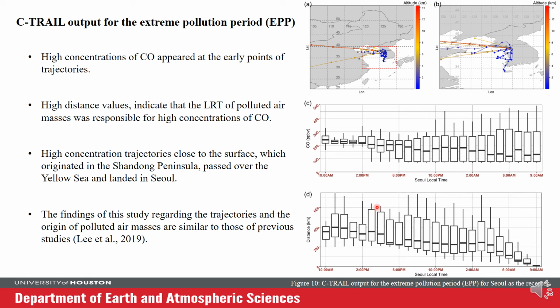So basically, there have been some studies before about this extreme pollution period over the Korean Peninsula, and they showed the same results, that they had the assumption that the long-range transport is responsible, and our findings from this study regarding the trajectories and the origin of polluted air masses are similar to those previous studies.